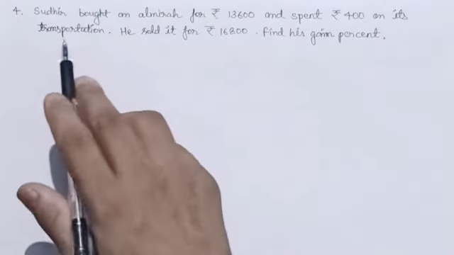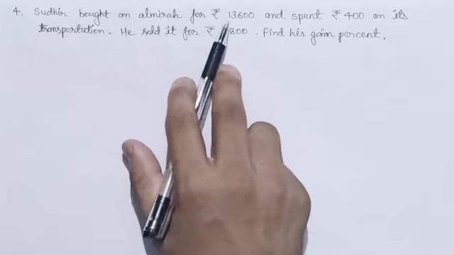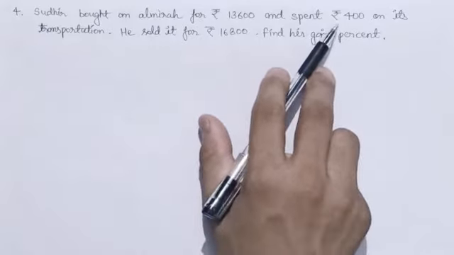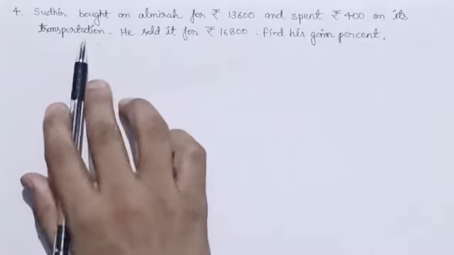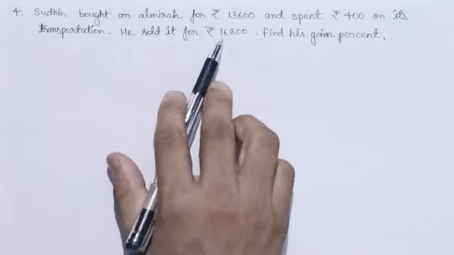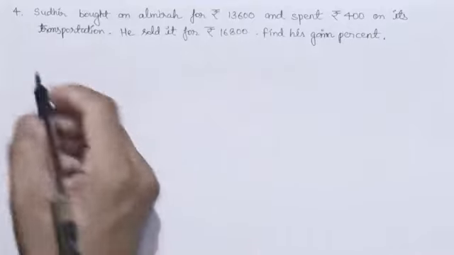Here we have Sudhir bought an almirah for rupees 13,600 and spent rupees 400 on its transportation. He sold it for rupees 16,800. Then find his gain percent. So let us see the solution.